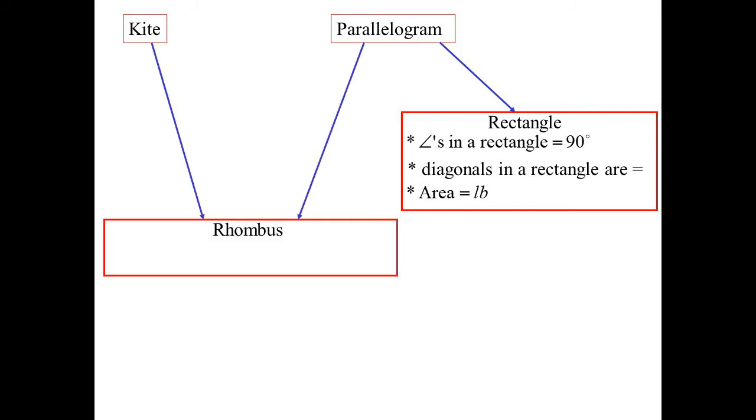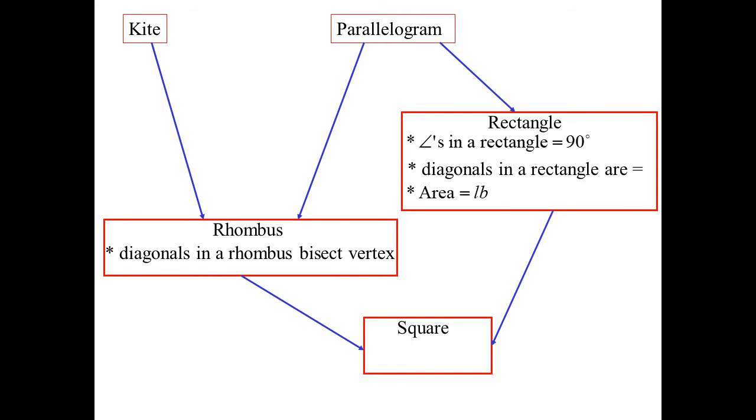Okay, rhombus, which comes from both the kite and the parallelogram. So it has all the features of a kite, all the features of a parallelogram, and this additional piece of information now is that the diagonals will bisect the vertex. Okay, the square, the perfect quadrilateral, it branches down eventually from all of them. So any feature of any quadrilateral can be used with a square. What additional information do we know? We know the area is s squared. Hence the name of the shape, I suppose.